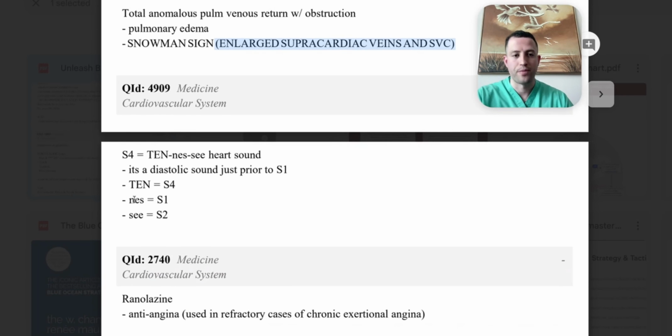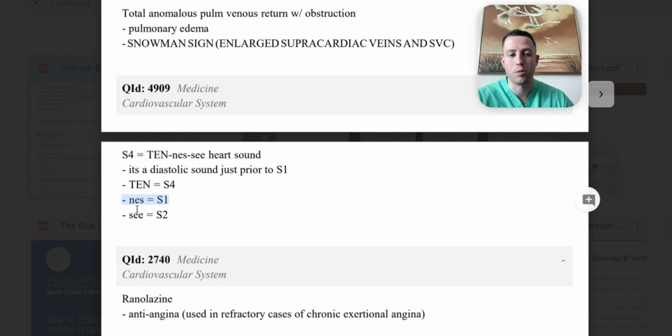All right, moving on. Let's talk about heart sounds a little bit. So the S4 heart sound should sound like Tennessee. That's how it sounds whenever you're listening with the stethoscope. And it's a diastolic sound heard just prior to S1. And that S4, you want to emphasize the Tennessee. And so the Ten is S4, the Nes is S1, and the See is S2.